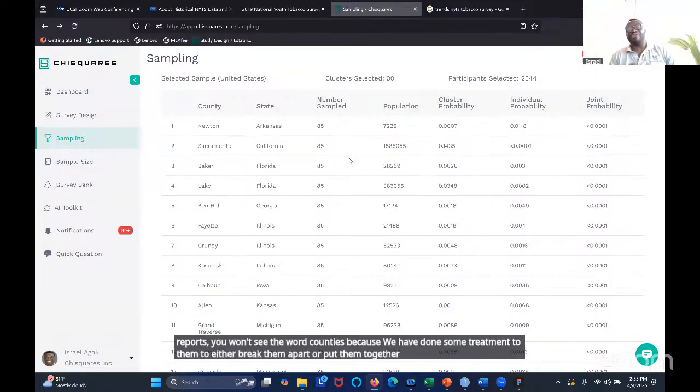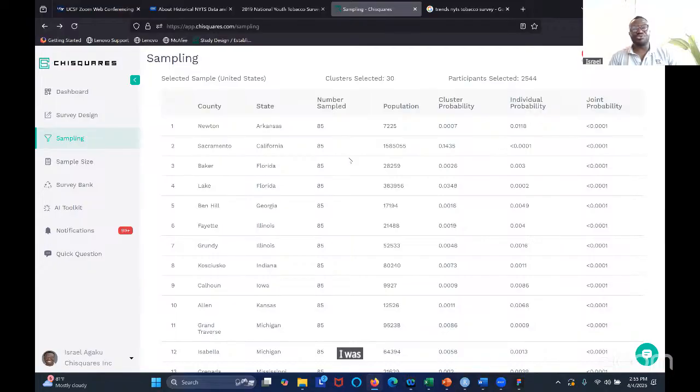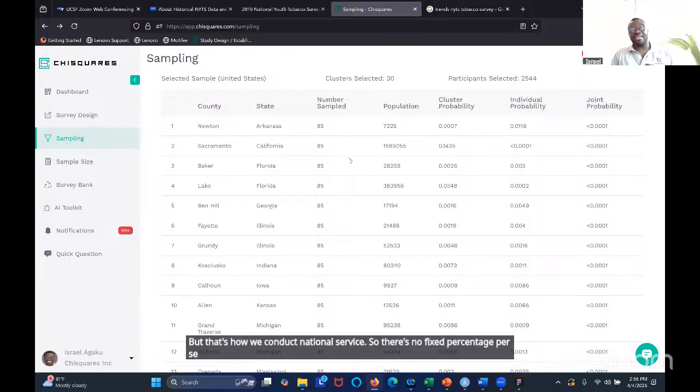But in general, even if we assume, let's say, 3,000 counties in the US, and we selected 200, you can see that that's still a very small percentage. But that's how we conduct national surveys. So there's no fixed percentage per se. It's really an issue of logistics.